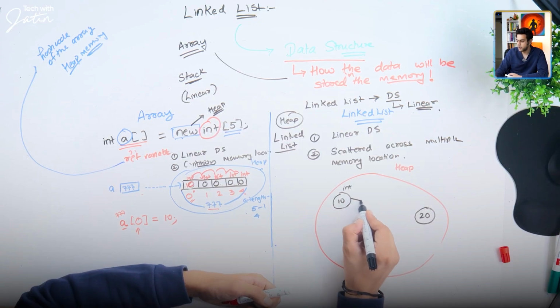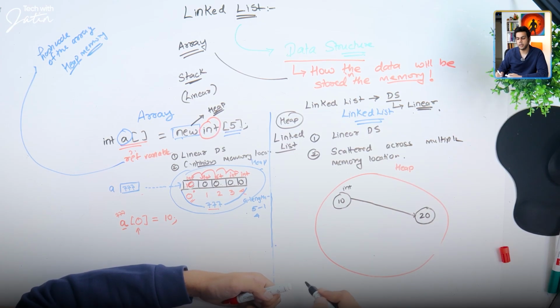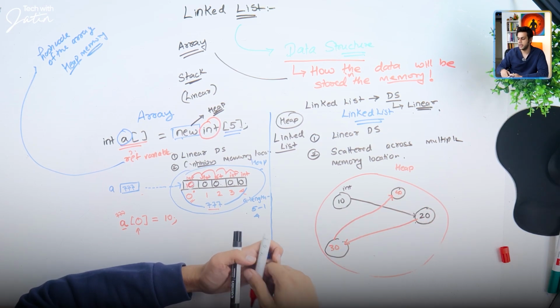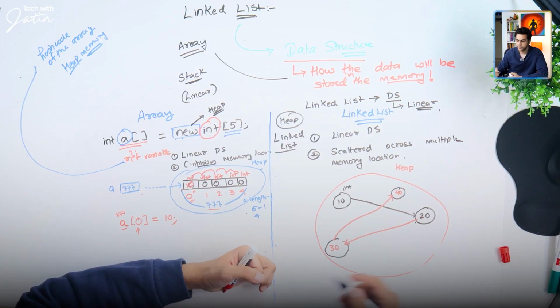And over here, what happens is a link is created. That's why it's called a linked list. Two memory locations are connected via a link. Now, let's say 30 is going to be stored somewhere over here, and 40 is stored over here. So this is 30, this is 40. A link will be created from 20 to 30, and from 30 to 40 there will be the next link. And this is how a linked list operates.